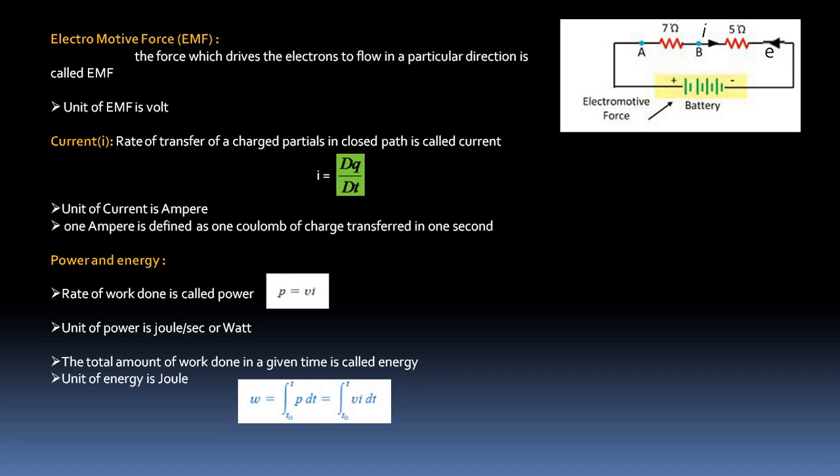Coming to energy, the total amount of work done in a given time is called energy. It is the cumulative work done in a given time. That cumulative sum can be expressed mathematically with integration. So W is equal to the integral from 0 to T of P dt. That is the expression for energy, and the unit of energy is joule. These are the basic terms used in electrical engineering for analysis of any network.